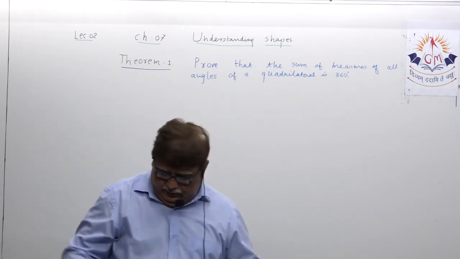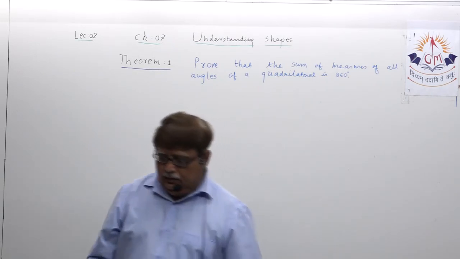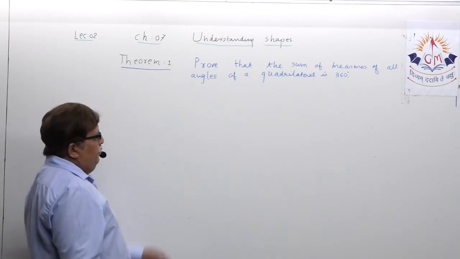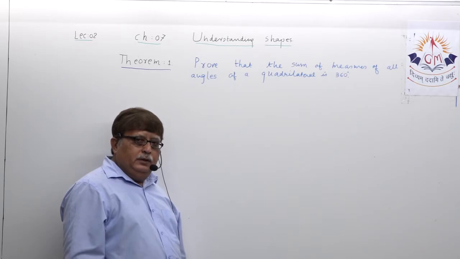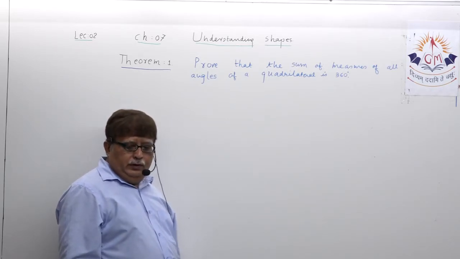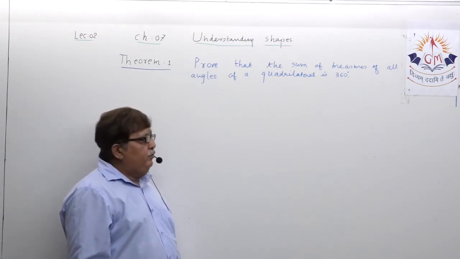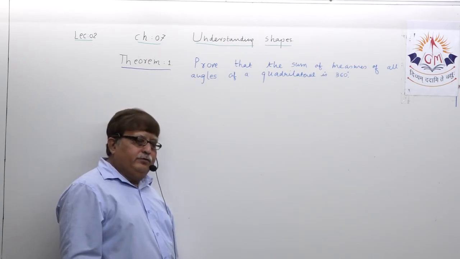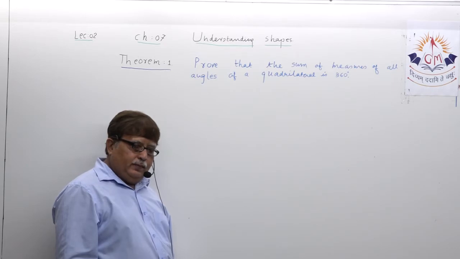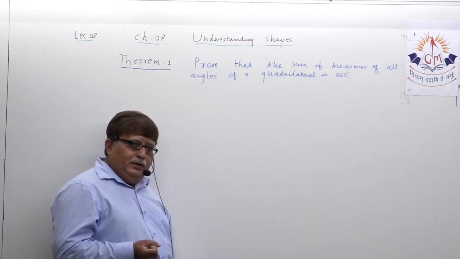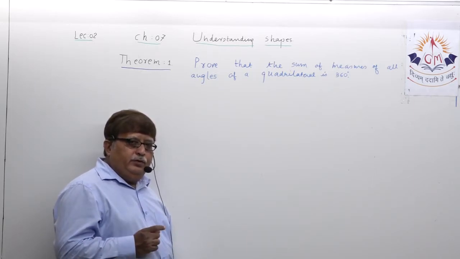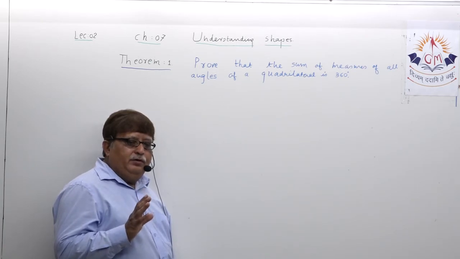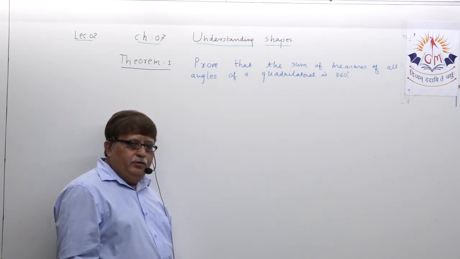Mind one very important thing. If I ask in a test or in an exam, I am not going to write this as theorem one. I am going to give you only this statement: Prove that the sum of measures of all angles of a quadrilateral is 360. Nothing else. By utilizing this statement and taking some supposition, you have to prove this particular statement.